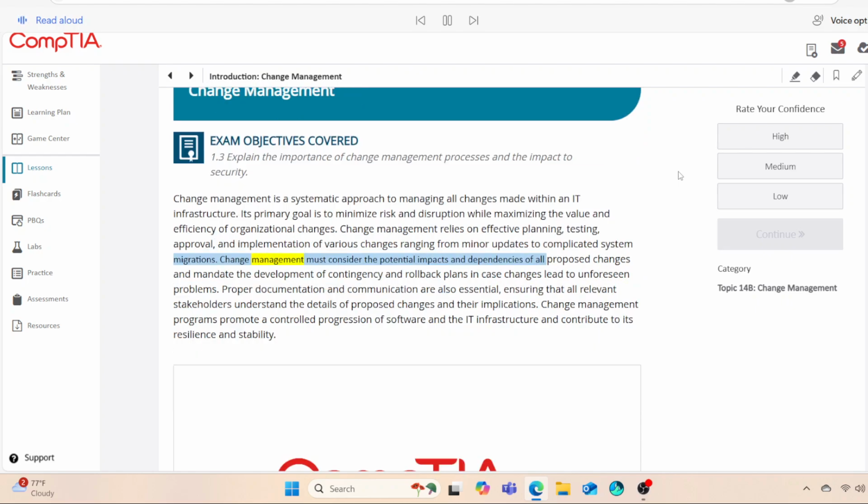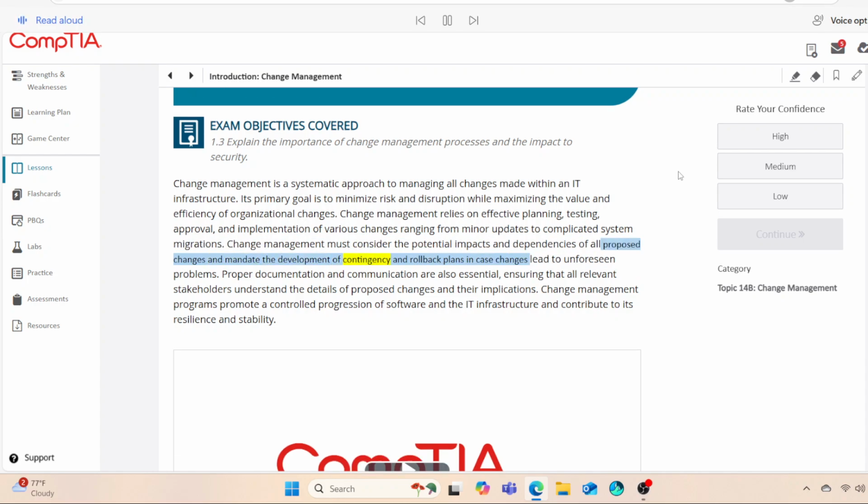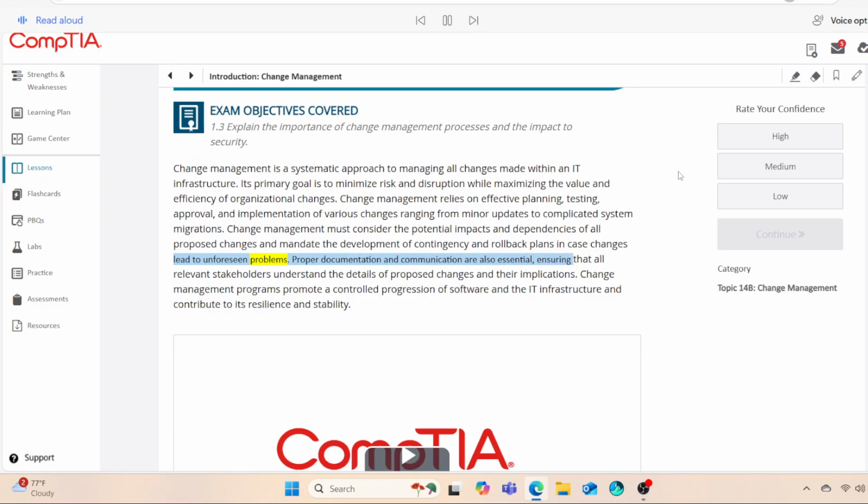migrations. Change management must consider the potential impacts and dependencies of all proposed changes and mandate the development of contingency and rollback plans in case changes lead to unforeseen problems.